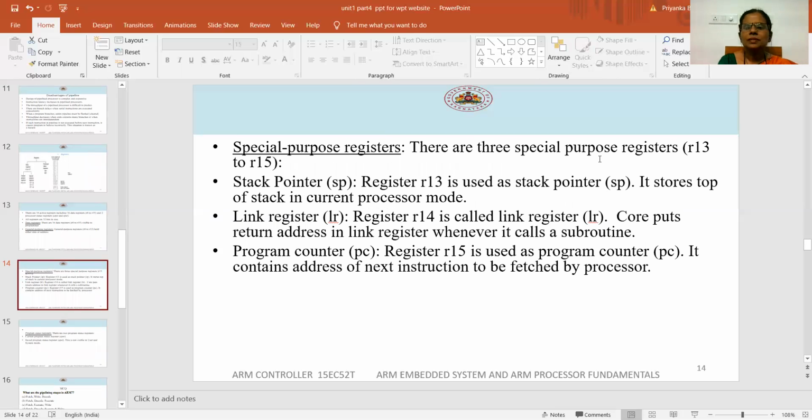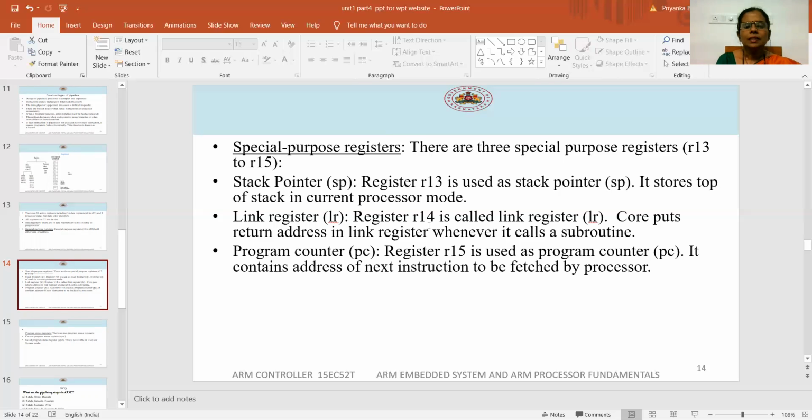Special function registers. So the three special function registers are there, R13 to R15. The first special function register is the stack pointer, that is register R13. It is used as a stack pointer. So what is the use of the stack pointer? The stack pointer always holds the address of the stack top. So on the stack, the address of the top location will be there in the stack pointer. This stack pointer is available in the current processor mode. I'll tell you what these modes are in the next session.